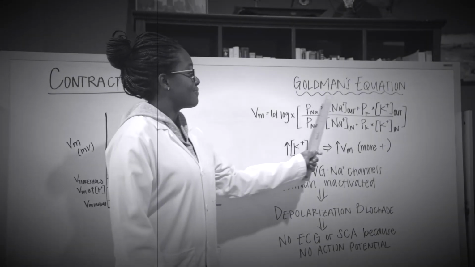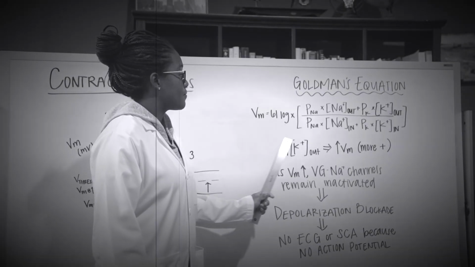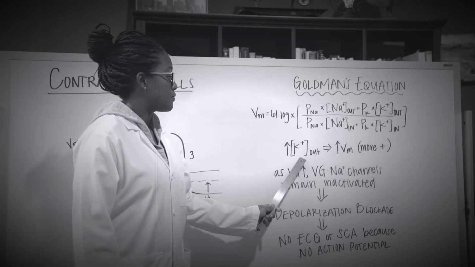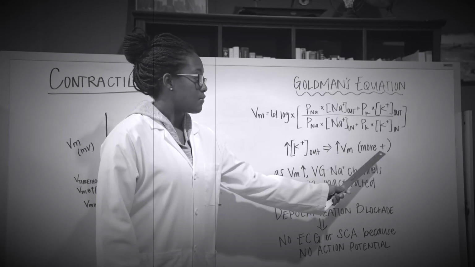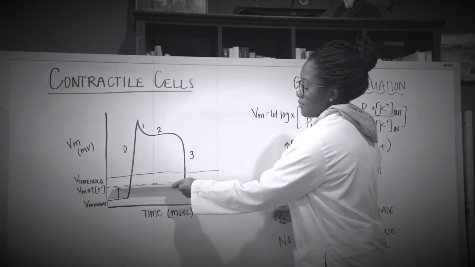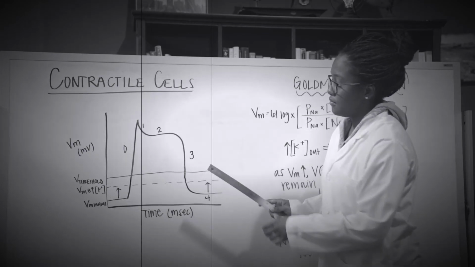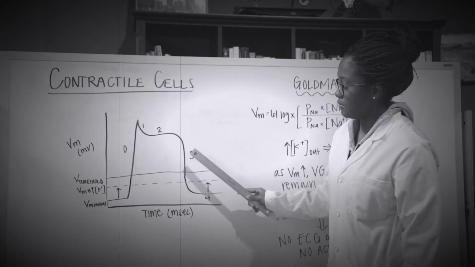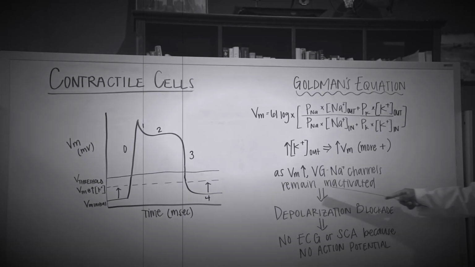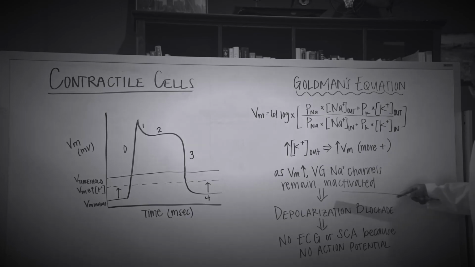In contractile cells, the effects of high extracellular potassium can be explained by Goldman's equation. As the concentration of potassium on the outside of the cell increases, the resting membrane potential increases in the positive direction. The resting membrane potential gets closer to threshold and the cell becomes more excitable. However, as the resting membrane potential continues to increase, the inactivated voltage-gated sodium channels are unable to deactivate in phase 3 repolarization. As action potentials continue to fire, the number of sodium channels that remain inactivated increases.